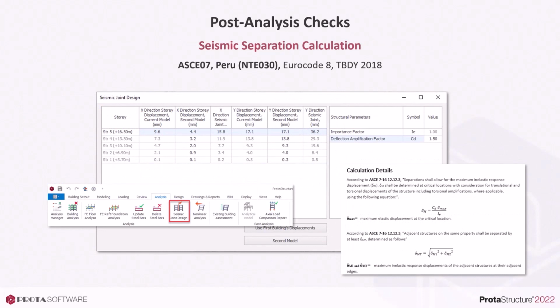To avoid pounding damage in adjacent buildings, we must provide spacing between structures. If you need to design the seismic separation between two buildings, you can use the Seismic Joint Design tool in ProtaStructure. With this tool, you can either load the displacements of an existing ProtaStructure model or enter the second model's displacement values manually.